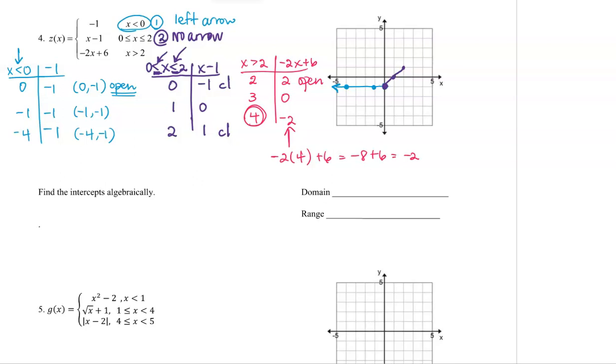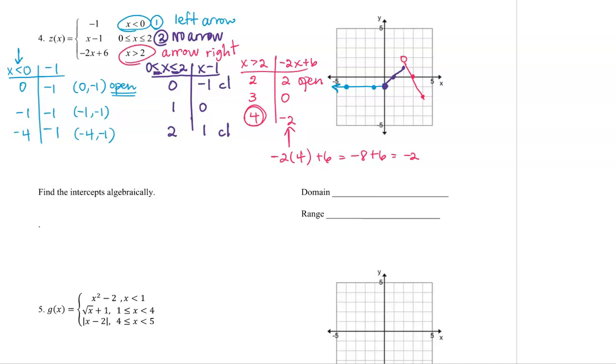So we have an open point at (2, 2), we have the closed point (3, 0), and then we have the closed point (4, -2). I'm going to connect those pieces. But this third piece does have an arrow, and it goes off to the right because this piece exists for all x values that are greater than 2.